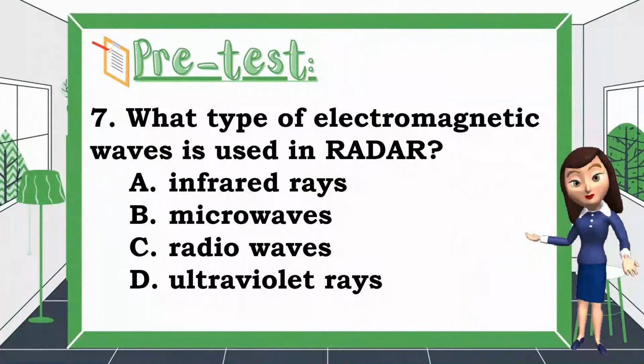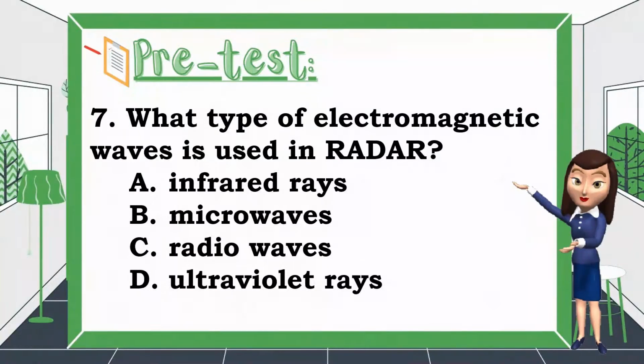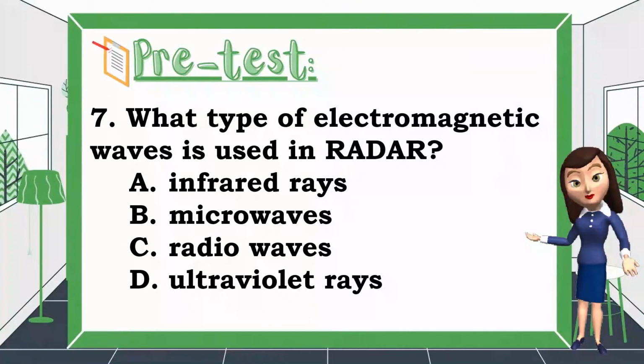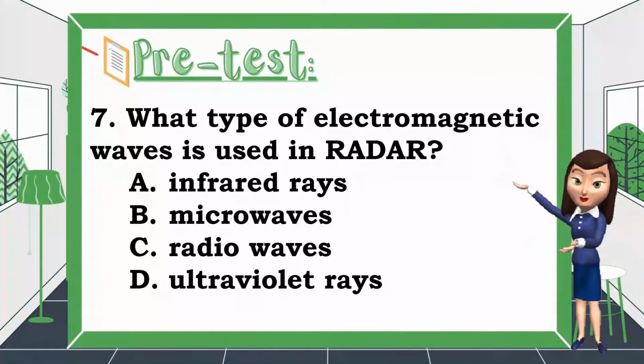7. What type of electromagnetic waves is used in radar? A. Infrared rays. B. Microwaves. C. Radio waves. D. Ultraviolet rays.